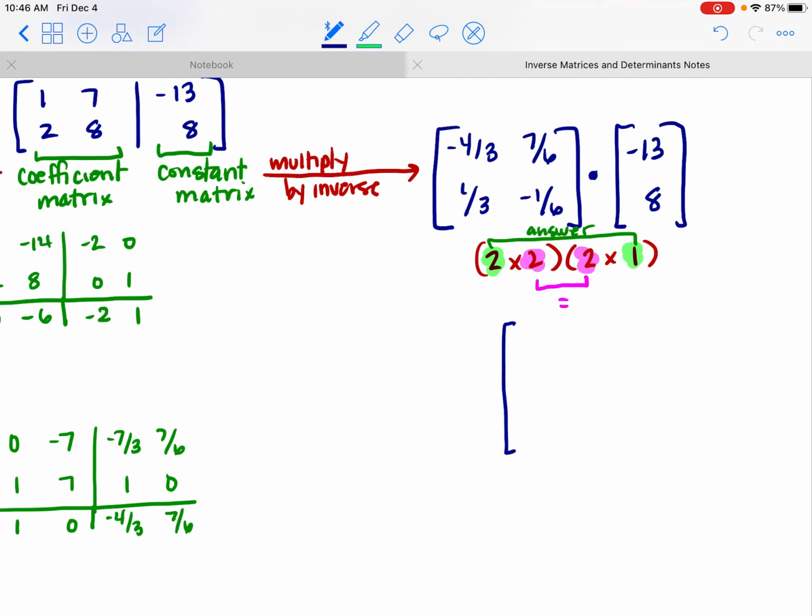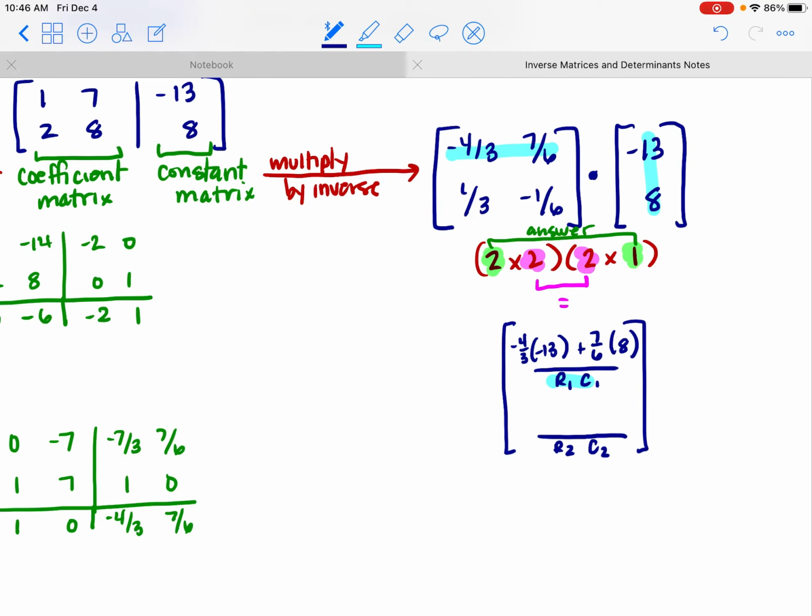A 2 by 1 matrix is going to have 2 spots. And remember, this is row 1, column 1 of our answer, and this would be row 2, column 1 of our answer. So here, to find this spot, I want to multiply row 1 and column 1. Row 1 times column 1. So that's negative 4/3 times negative 13 plus 7 over 6 times 8.